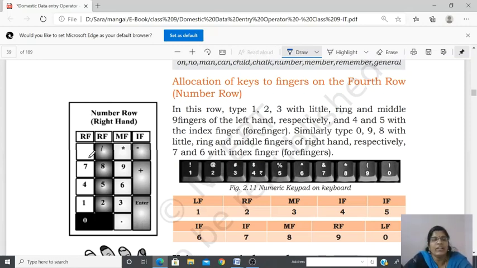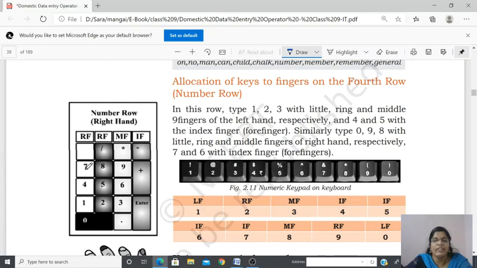Sorry, this is not a row. Total 5 rows only. So what is meant by RF? Ring finger. So you have to use the ring finger, middle finger, index finger. Here it is given. For 1, you have to use the little finger. For 2, ring finger. For 3, middle finger. 4, index finger. 5 is also index finger. Then 6 is also index finger. So here it is fully index finger.